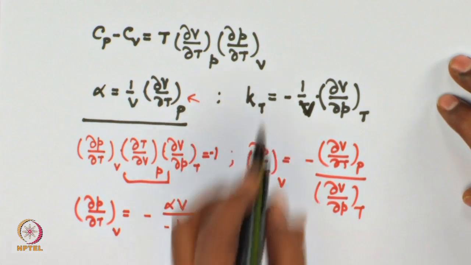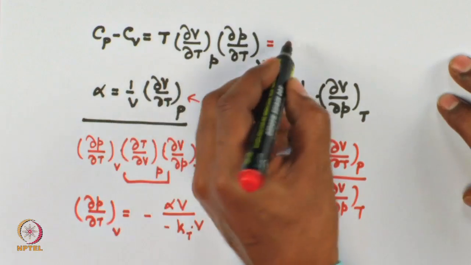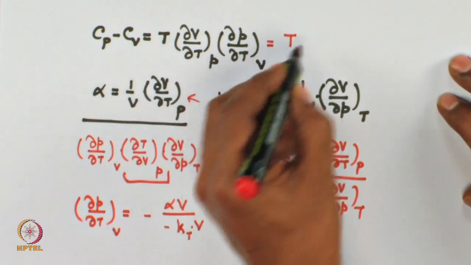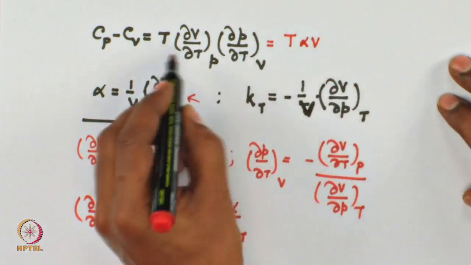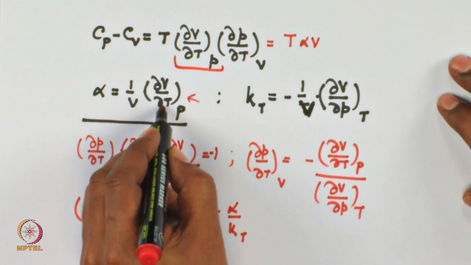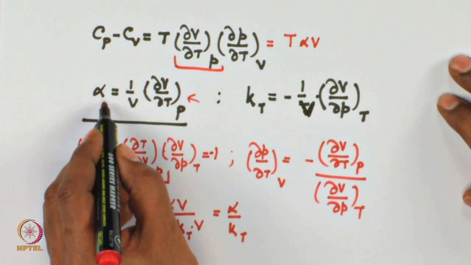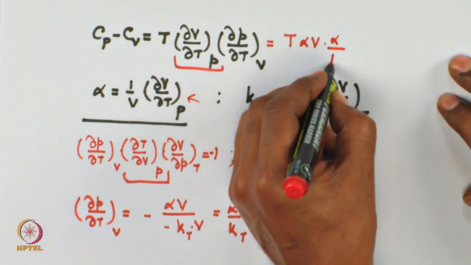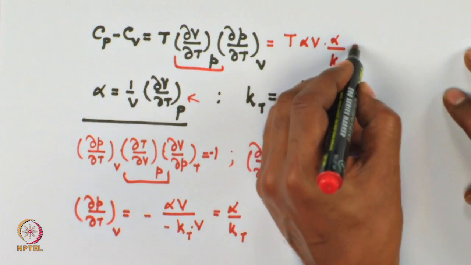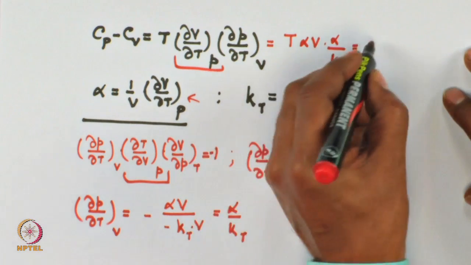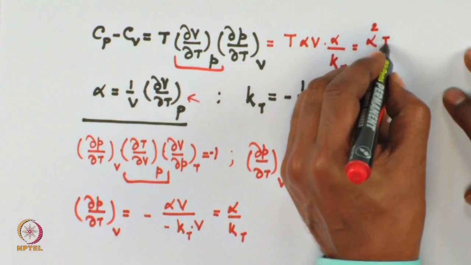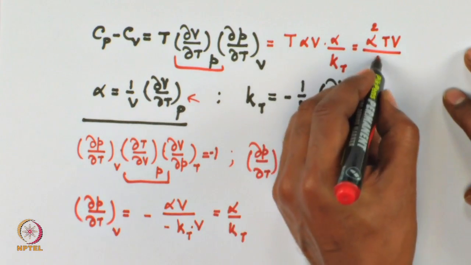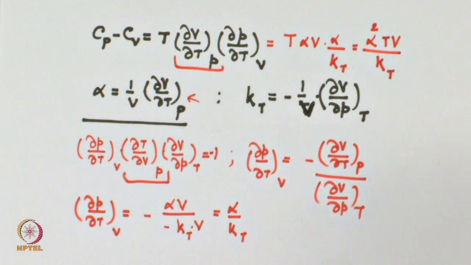And now, if I substitute over here, what do I have? T. For this I will use alpha V, since ∂V/∂T at constant pressure is alpha V, into alpha over Kt, which is equal to alpha squared T V over Kt. This is what was asked from us.